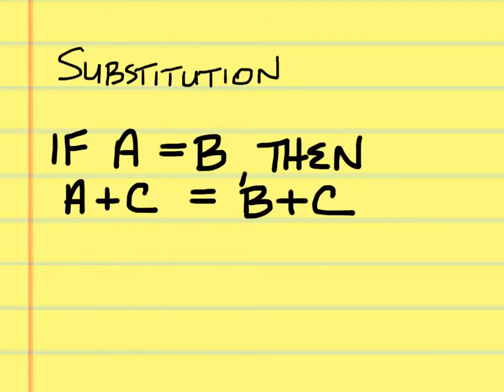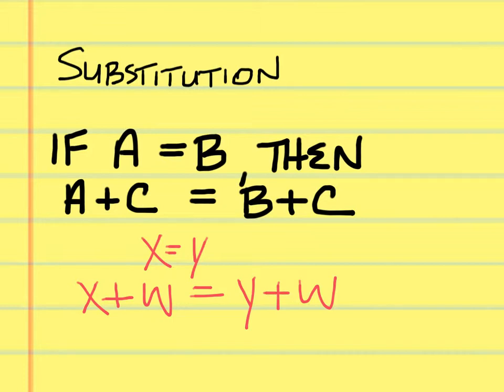Substitution property. If A equals B, then A plus C equals B plus C. For example, if I had X equal to Y, and I wanted to add W to X, well, if X is equal to Y, then I could also add W to Y, and it would be equivalent.